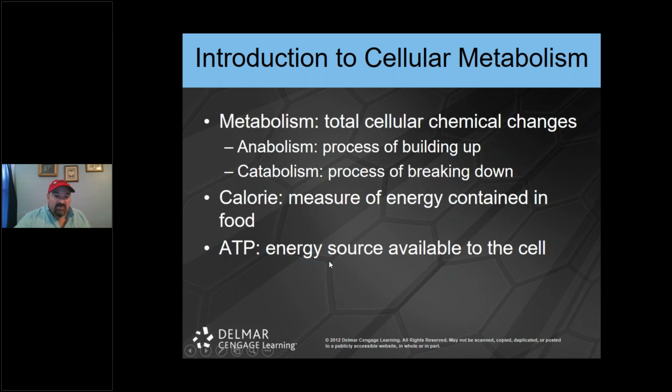ATP, I said to you before, is the energy source available to the cells and tissues of the body. Very important, it's produced by the mitochondria. And it's really how we measure calories, as we've all looked at on the back of different types of food that we eat, a caloric intake, a measure of the energy contained within the food that we eat.